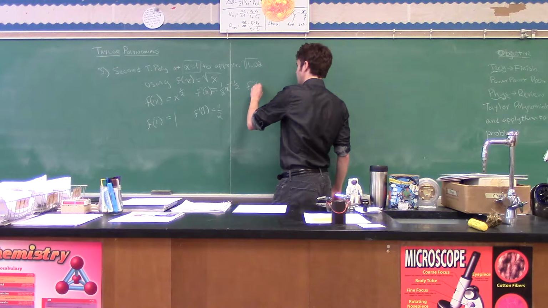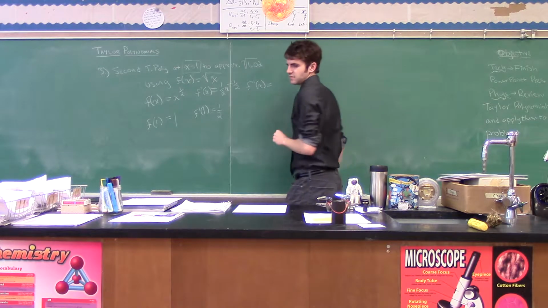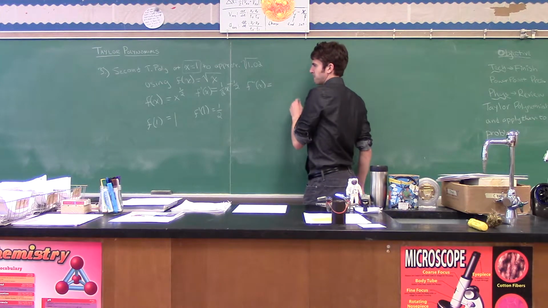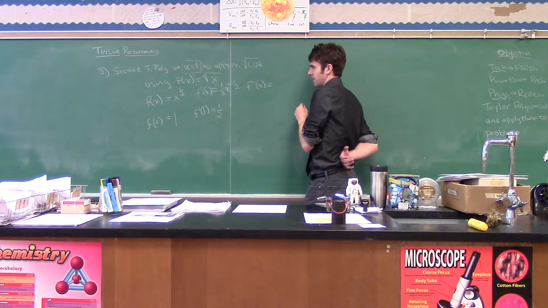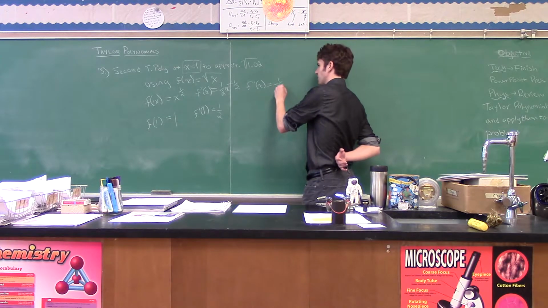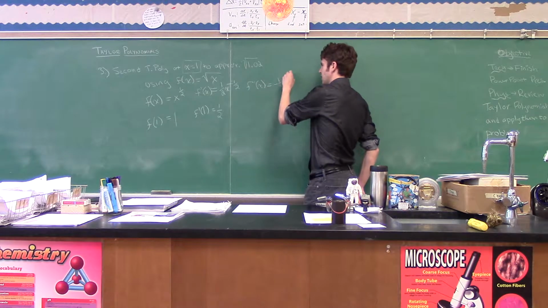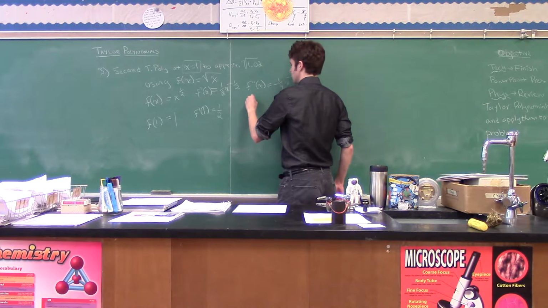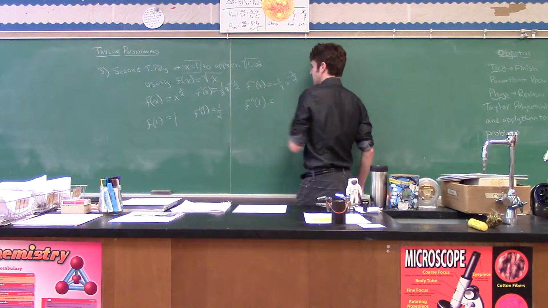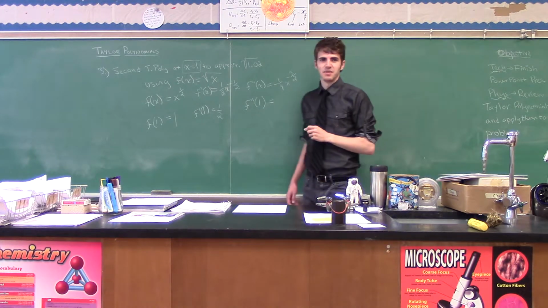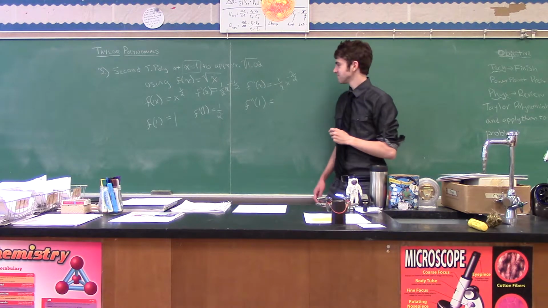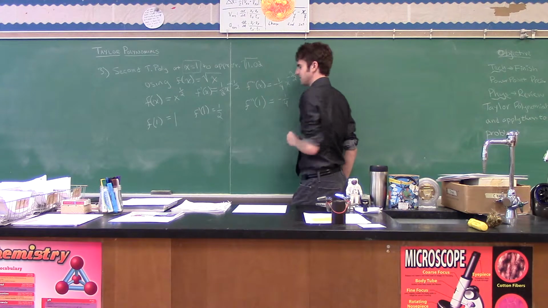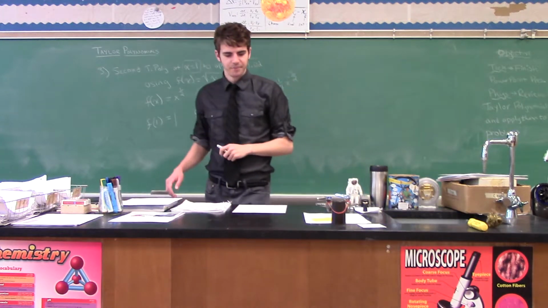Second derivative is what? Negative 1/4, very good. X to the negative 3/2. Excellent. All of you are doing great. Alright, so the second derivative at 1 is negative 1/4. Very good.